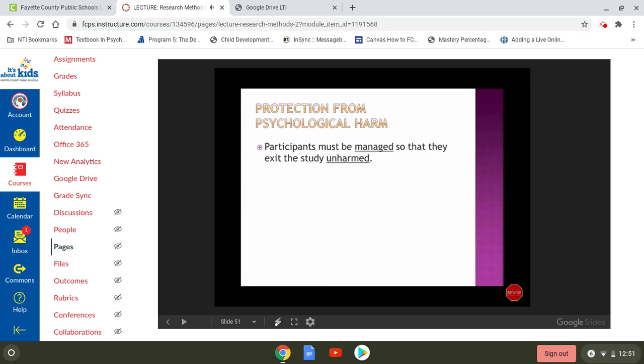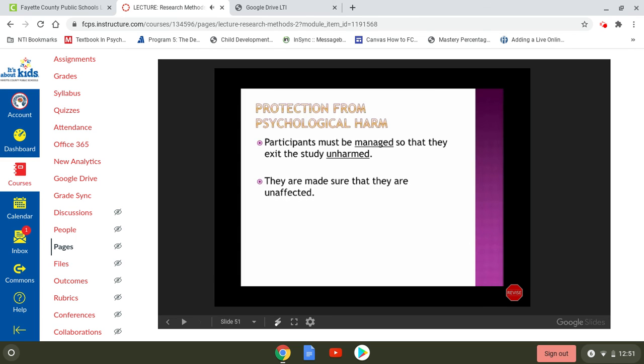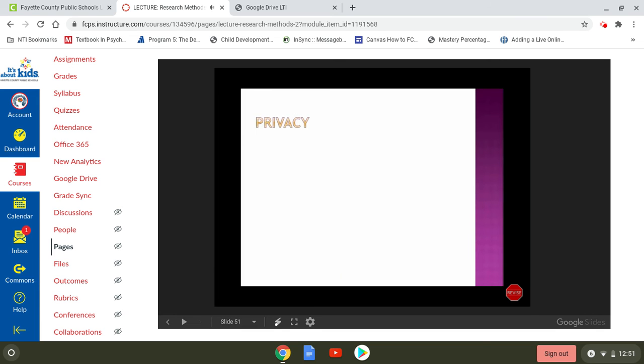Protection from psychological harm. In this instance, participants must be managed so that they can exit the study unharmed and they're not traumatized. They are made sure that they are leaving unaffected. So this can be perhaps a debrief from psychologists, which can then let them know how to actually interpret everything they've been going through, and then as a result, they're not going to be harmed psychologically when they leave.